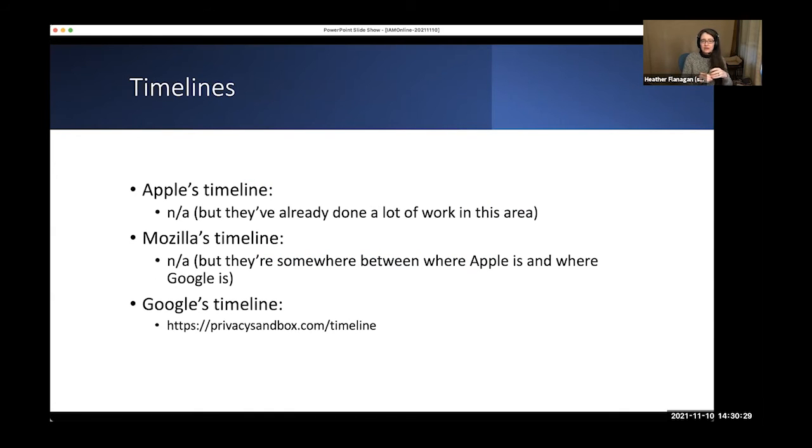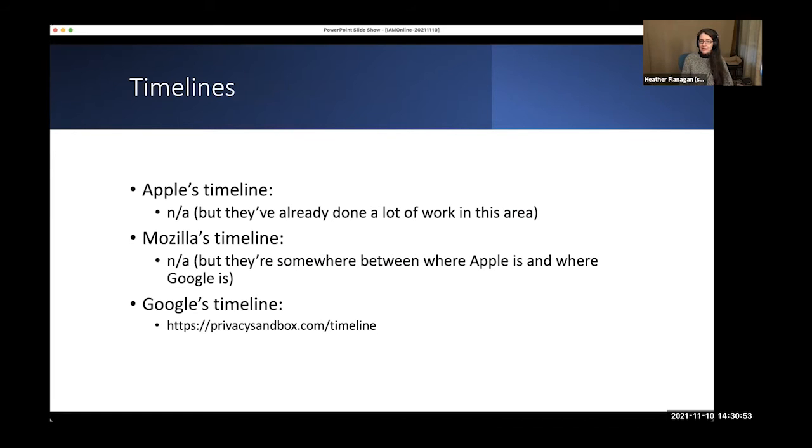So, all right, about when, what are the timelines here? I don't have access to all the timelines. I mean, we know Apple has already done a lot of work in this space because we've got the announcements from 2 years ago that said they've turned off third-party cookies, and their plans to be the privacy browser on the web.